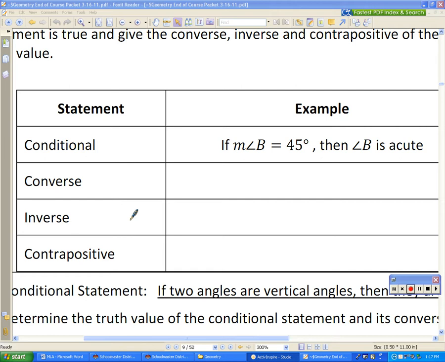And the last one, if an angle is not acute, then its measure cannot be 45 degrees. That is true. So we talked about that yesterday. The conditional and the contrapositive will always have the same truth value, and the converse and the inverse will always have the same truth value as well.